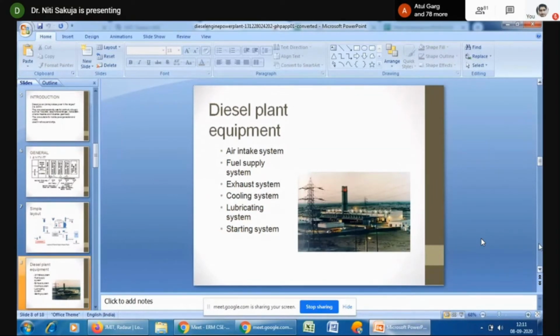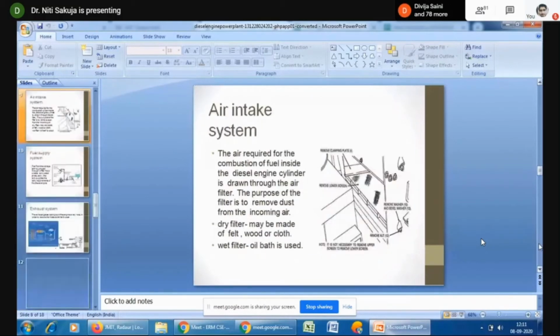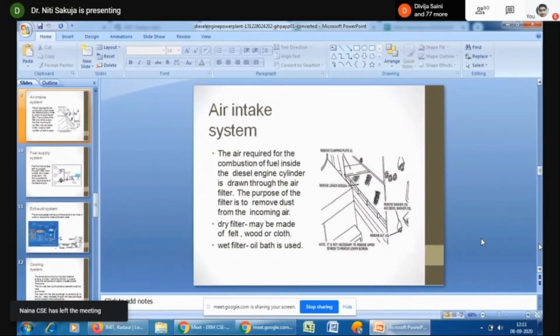There is an air intake system, a fuel supply system, an exhaust system, a cooling system, a lubricating system, and a starting system. If we have a small diesel powered generator at home, we have to start it, and we also have to lubricate it from time to time. There is a coolant too, because when it gets heated up it needs cooling, and there is an exhaust system and a fuel supply system. All this equipment is present in the diesel power plant.